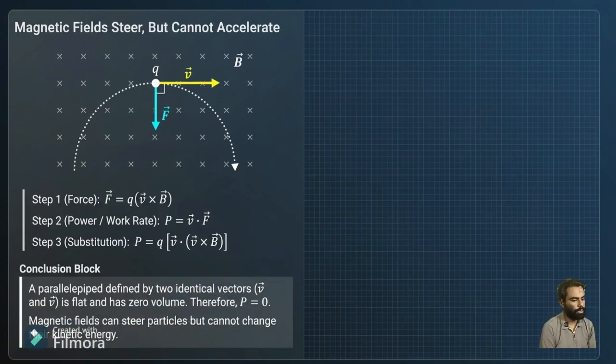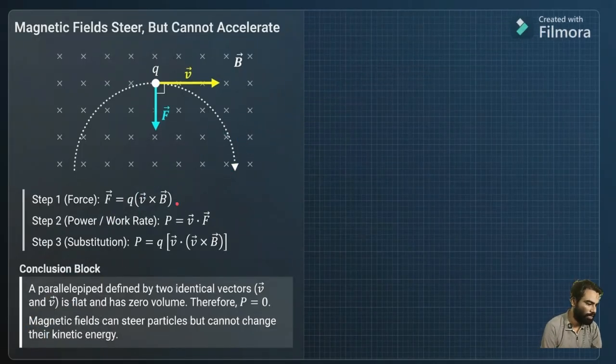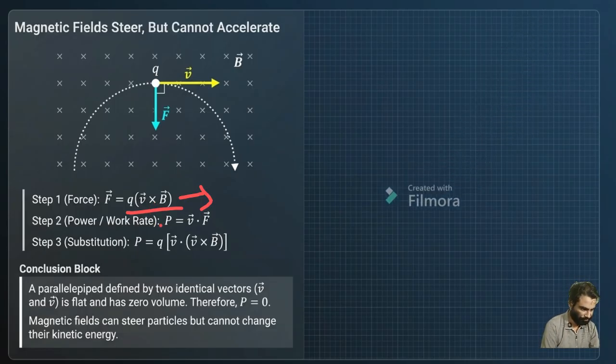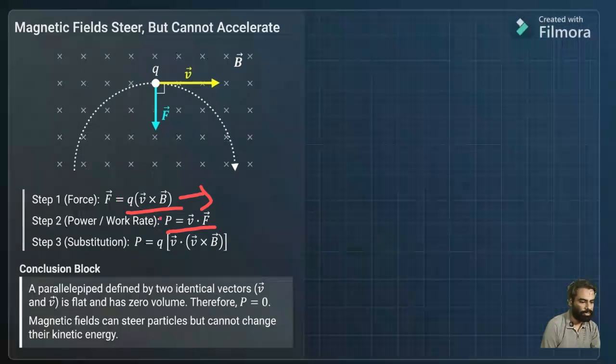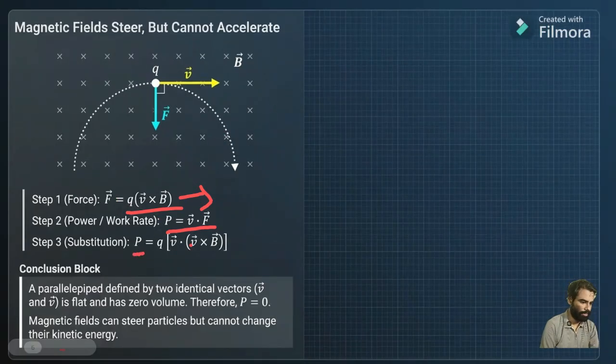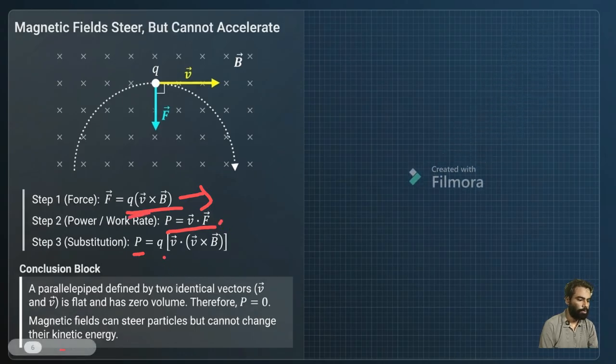Now from your elementary knowledge of physics, you can see the Lorentz force. You can define the Lorentz force as F equals Q V cross B, and from your classical mechanics, you can define the power or the work rate, that is V dot F. Now you can substitute that F into here. What will we get? Q, V dot V cross B.